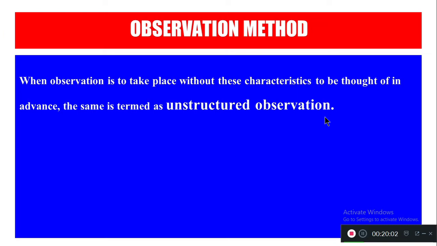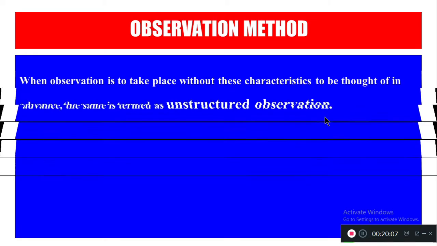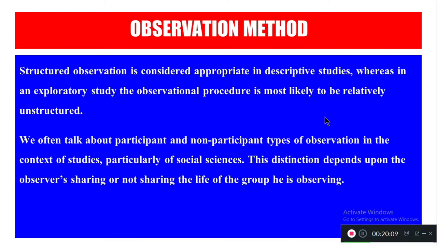One is the structured observation method. Another one is the unstructured observation method. So next, another type of observation method. The structured observation method is commonly used in descriptive studies because it is an appropriate method, but in exploratory studies we use unstructured observation more commonly. So structured observation is used in descriptive studies mostly, and in exploratory studies we use the unstructured method.